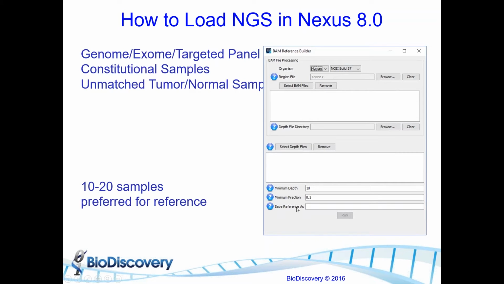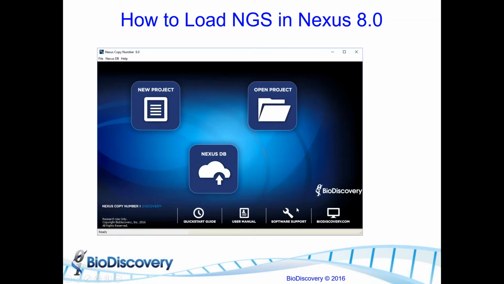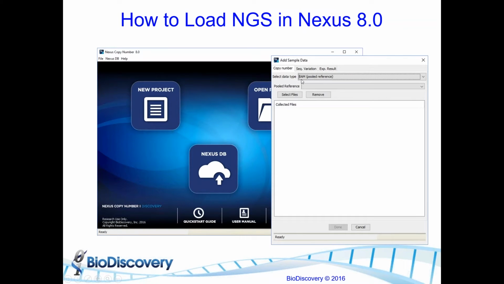After you've created your pool of 10 to 20 samples, you are then going to either, again, open an existing project or create a new project, and then load your samples as the data type BAM pooled reference. You'll specify your reference pool that you created from that app, and then load in your individual BAM files here. For a constitutional data set, we may choose to make a pool of all of our samples, and then we can load each sample individually here.